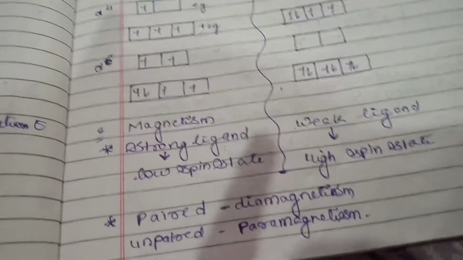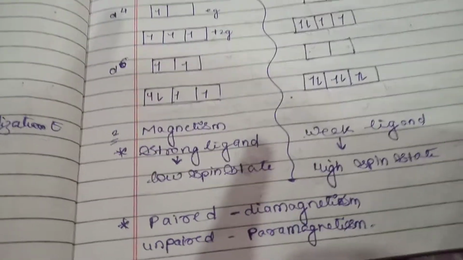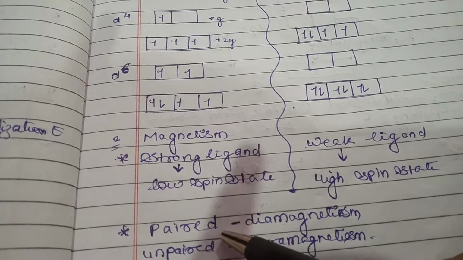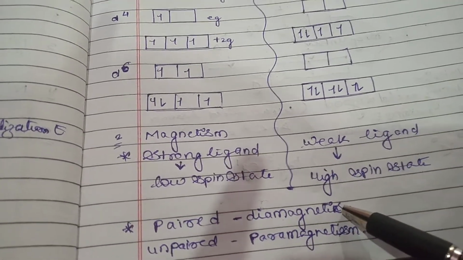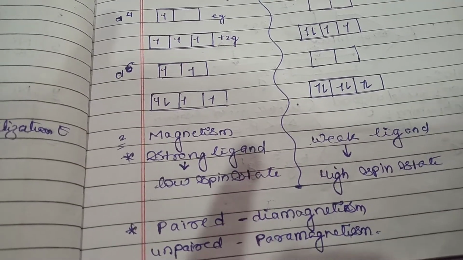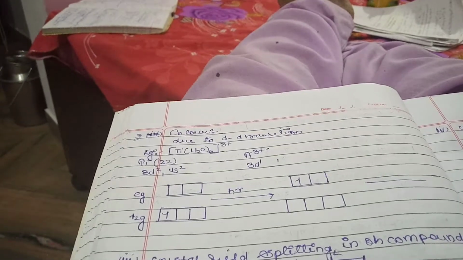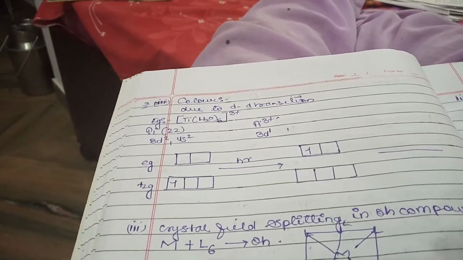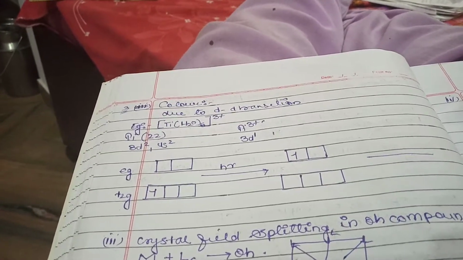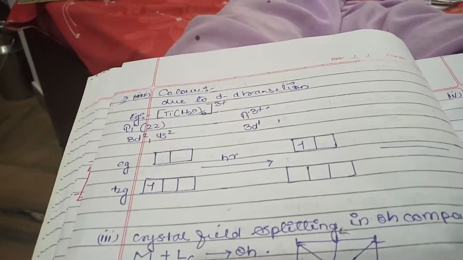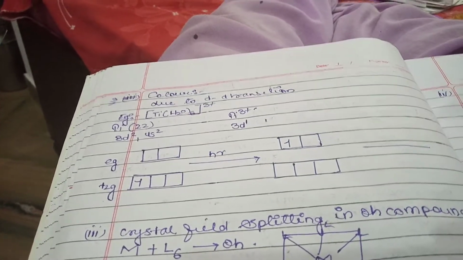The second property we are going to deal with is magnetism. If all the electrons are paired, then the magnetism comes out to be diamagnetic. Meanwhile, in case of unpaired electrons, the magnetism will be paramagnetic. As I had already told you, in VBT also we discussed that paired electrons give diamagnetism, and unpaired electrons give paramagnetism.